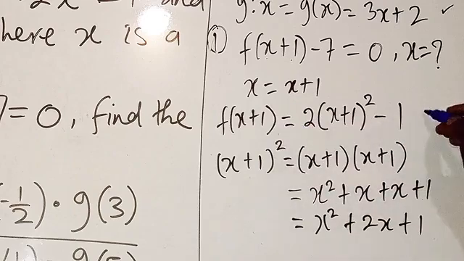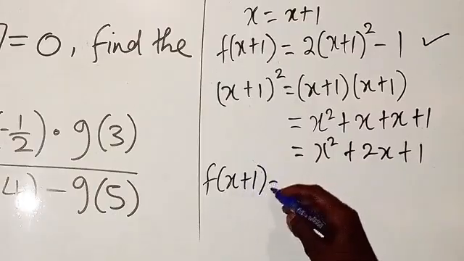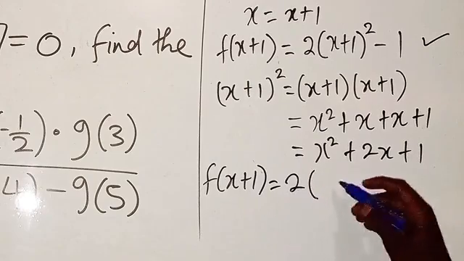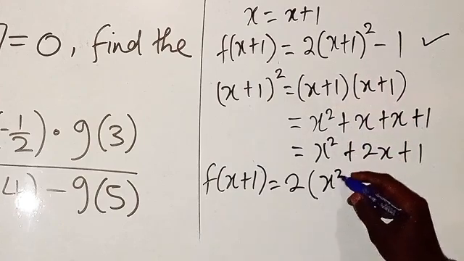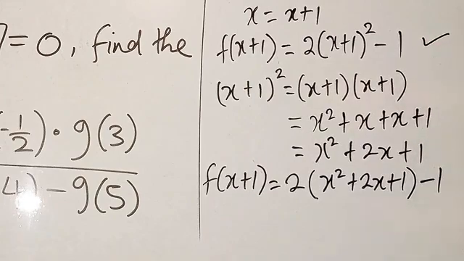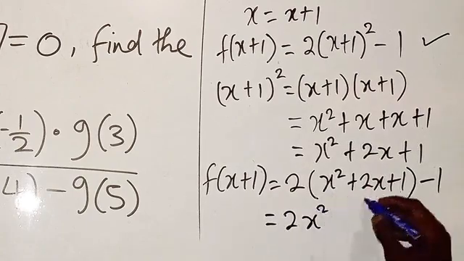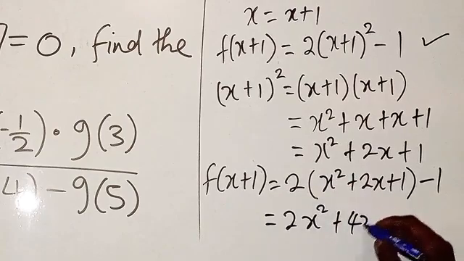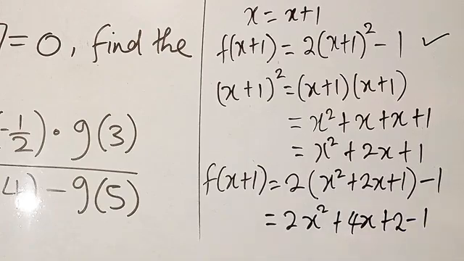Now let's bring this back. f of x plus 1 is now going to be 2 into bracket, x squared plus 2x plus 1, then minus 1. Are you following? So from there, we have 2x squared plus 2 times 2, which is 4x, and 2 times 1, which is 2, minus 1. Are you getting it now?